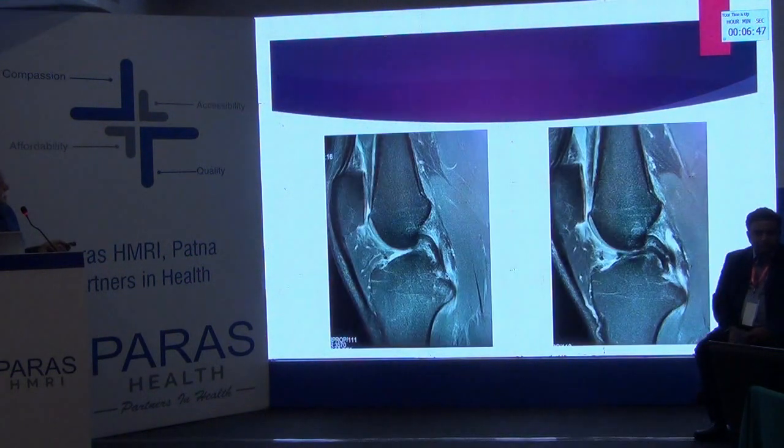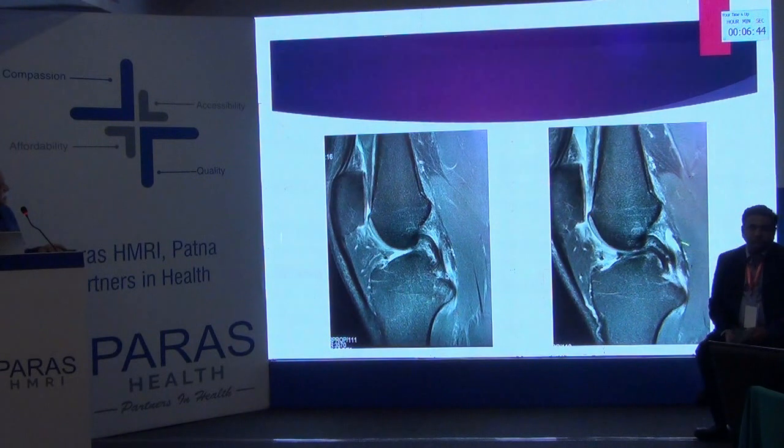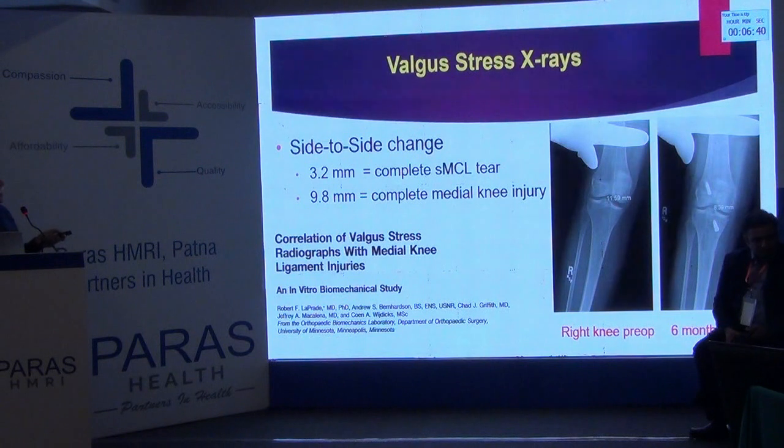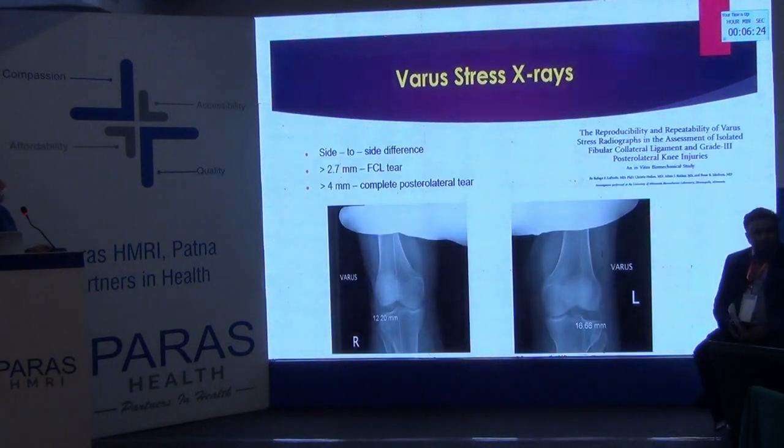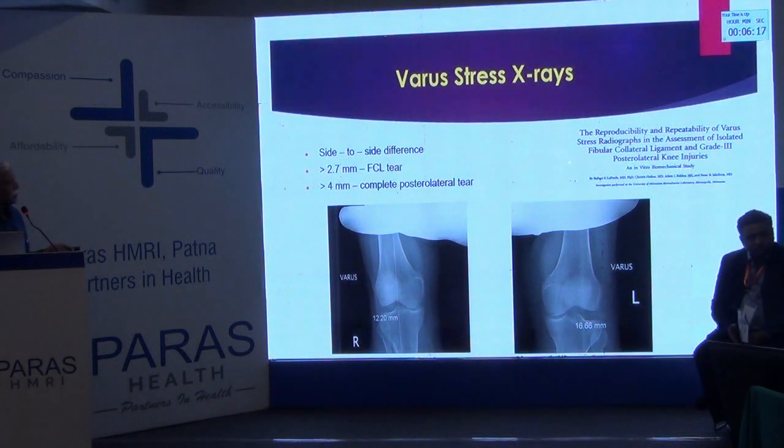Again, X-rays I won't cover. This is a case where the ACL is torn and the patient has a bucket handle medial meniscus tear. Again, valgus stress X-rays must be done wherever you suspect a medial side injury, and if the opening is more than 3.2 millimeters, you suspect a complete MCL tear. Again, varus stress X-rays, the cutoff point is usually 4 millimeters, and if it is more than 4, you suspect a complete posterolateral corner injury, and you must reconstruct that also in the same setting.